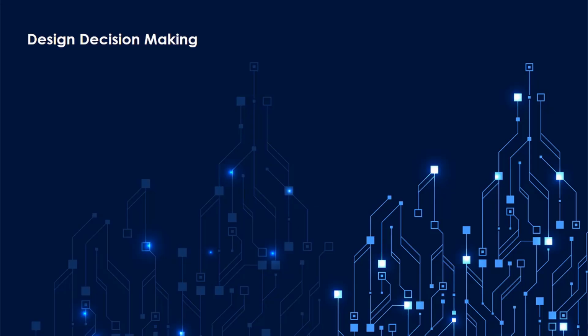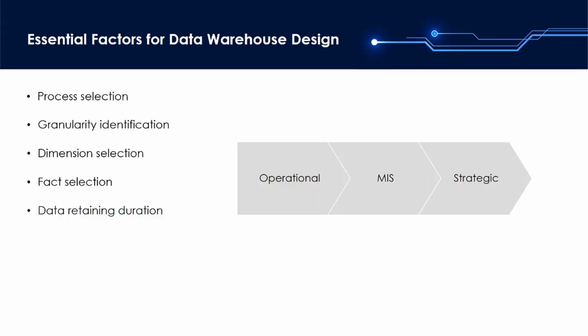In this video, we'll discuss and explore some of the important factors that can affect or impact overall design decisions when we're developing or implementing a distributed data warehouse. We'll begin by exploring some of the essential factors that we need to consider when we're deploying or designing our data warehouses. The first important factor is the process selection.